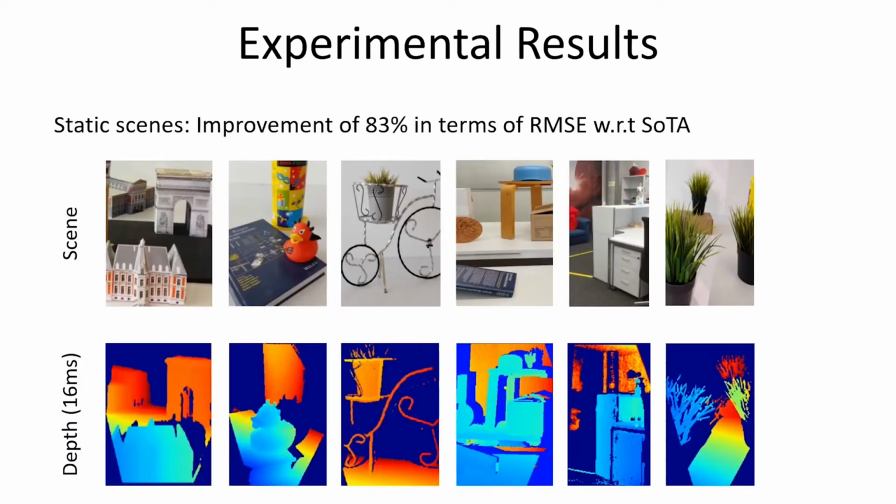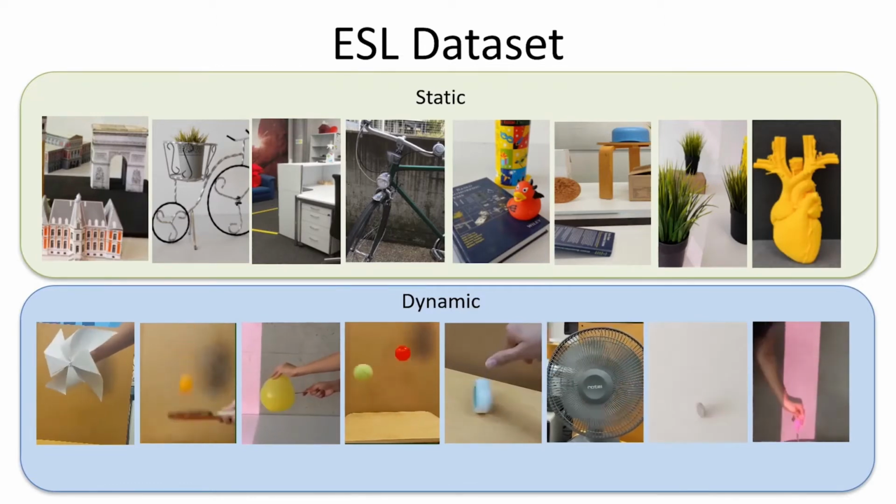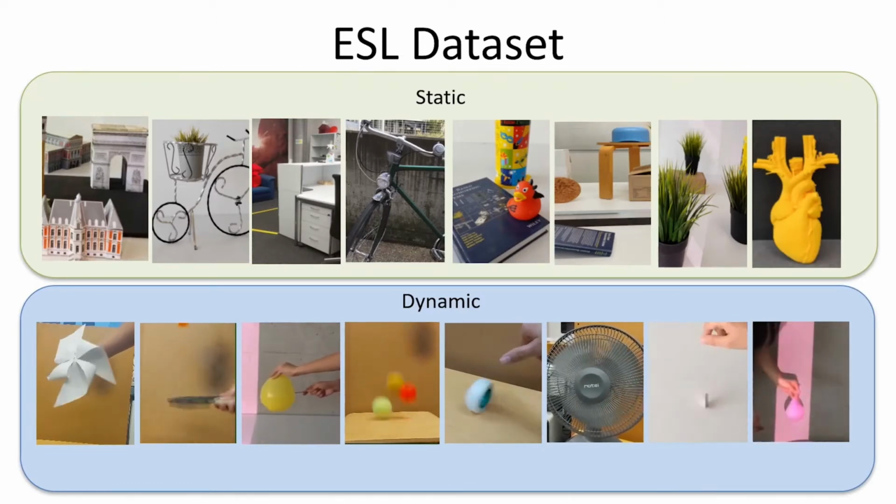We evaluate our approach on several static scenes, covering a wide range of real-world objects and environments, such as the thin structure of plant leaves and long-range indoor scenes up to 6 meters. Our approach estimates accurate depth, showing an improvement of 83% in terms of root mean square error with respect to the state-of-the-art, while requiring 60 times smaller scanning time. Lastly, we present our dataset consisting of static and dynamic scenes in challenging environments, both indoors and outdoors.